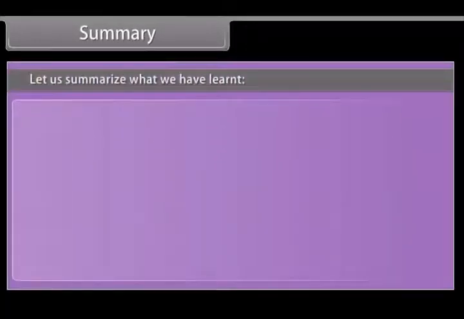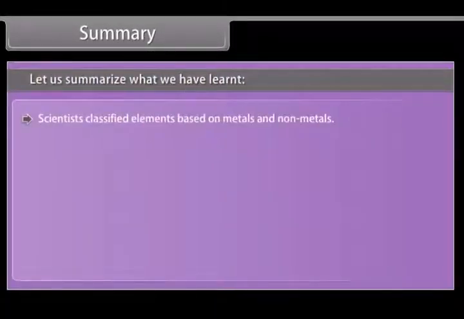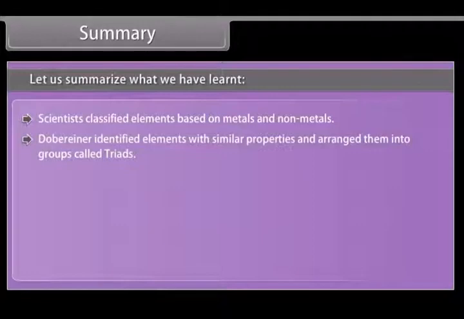Summary. Let us summarize what we have learned. Scientists classified elements based on metals and non-metals. Dobereiner identified elements with similar properties and arranged them into groups called triads.